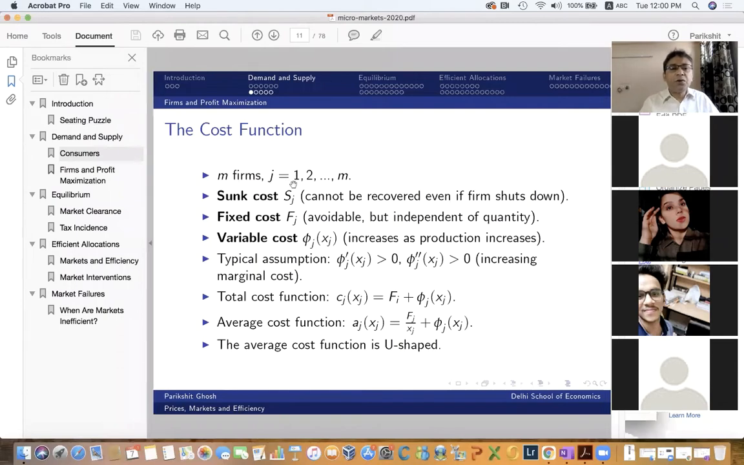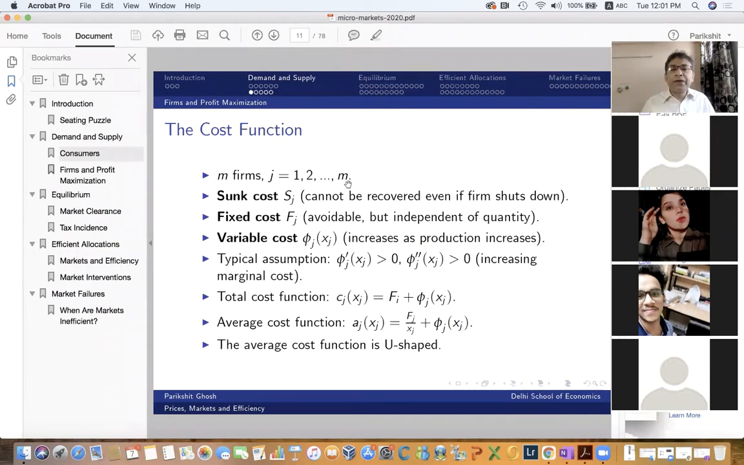Okay, so let's say in this market we are studying, let's say the market for bread, there are M different firms. These are the bakeries who make the bread. And we'll index them by J going from 1 to M. And the firms, essentially profits are the difference between revenue and costs. So we have to pay some close attention to the cost side, right? How do costs change when the firm bakes and sells more bread? So that is captured in what is called the cost function.